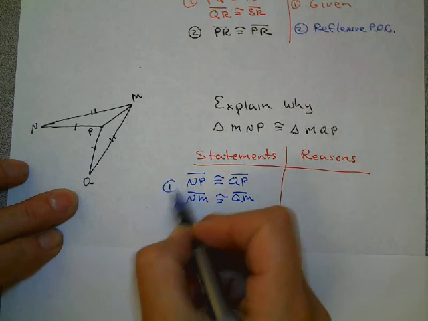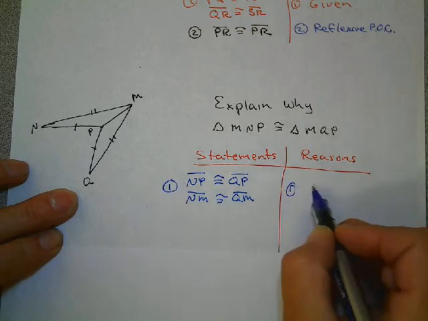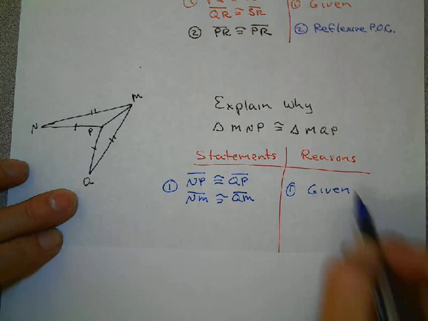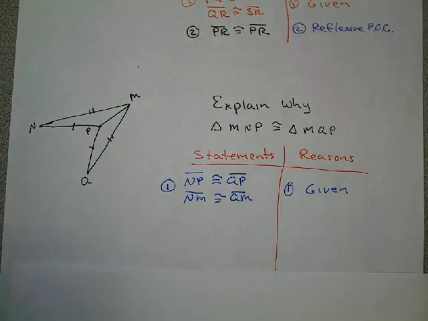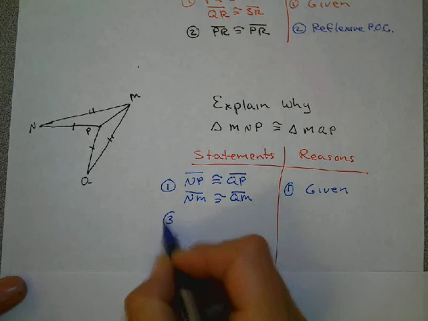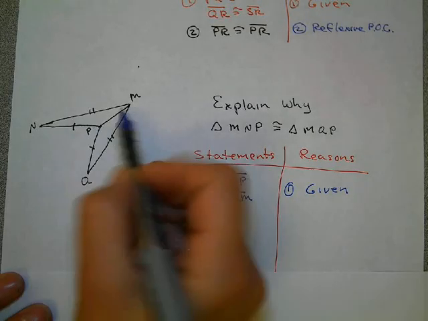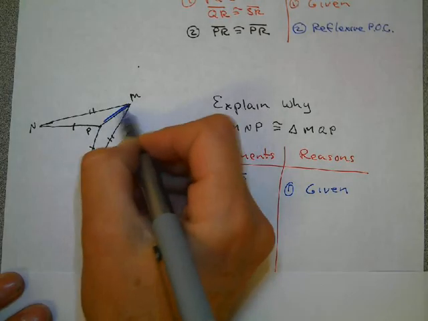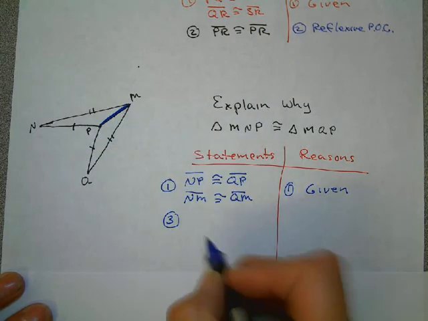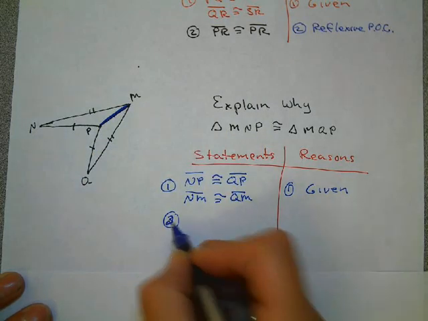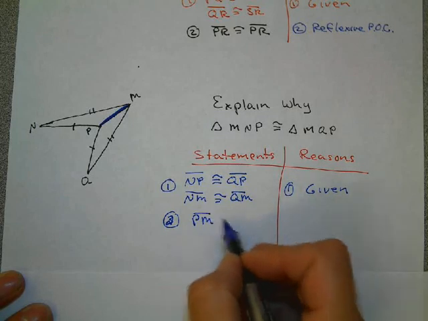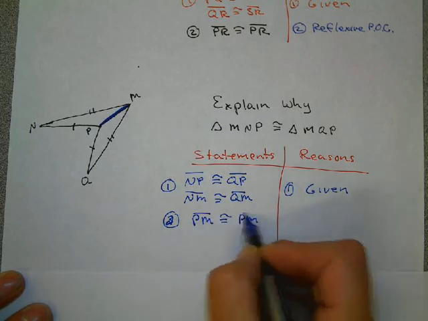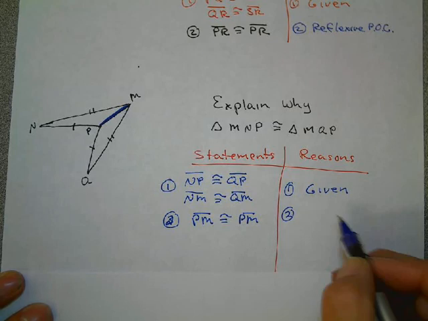Now I need my third side. So where's the third side of each triangle? And I see it's this side that they're sharing. So once again, third side, but second statement. I can just say, well, PM must be congruent to itself, and that is by what property, folks? The reflexive property of congruence.